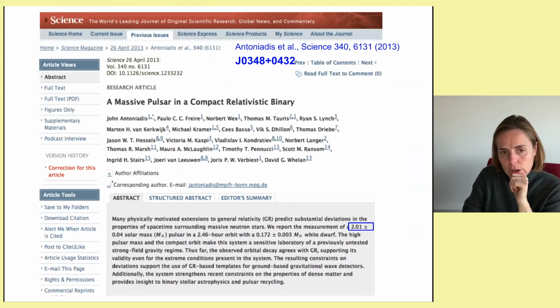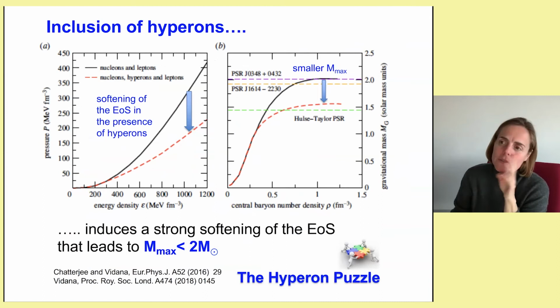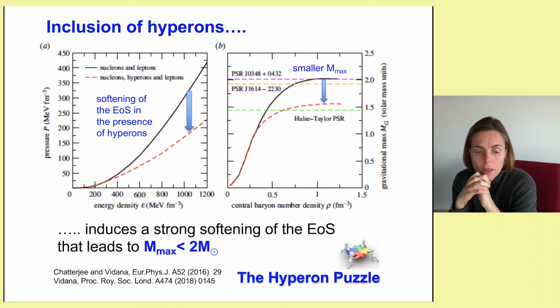And what is happening with hyperons, okay? This is the discussion we had with Ignacio, the softening of the equation of state. When we put hyperons in the same model, for most of the models, it goes down. The energy per particle, the pressure goes down. So this means that the maximum mass is also lower because of gravity. I mean, basically you have less pressure, so you need less pull of gravity. You need less mass, okay? And this is the hyperon puzzle.